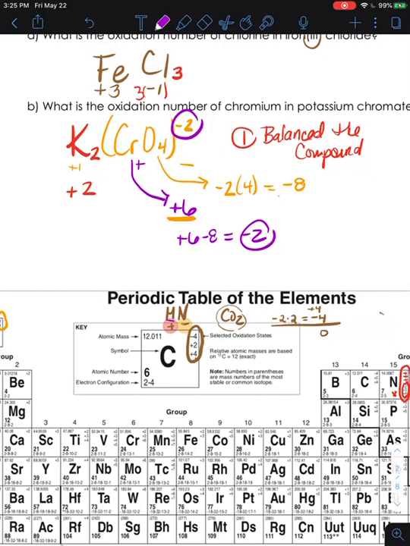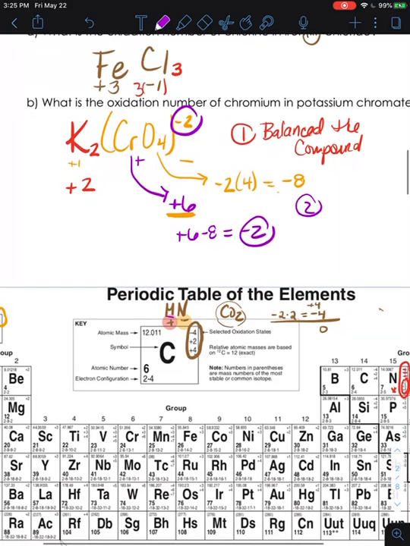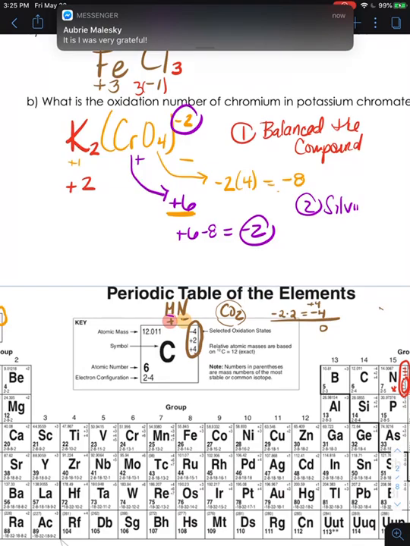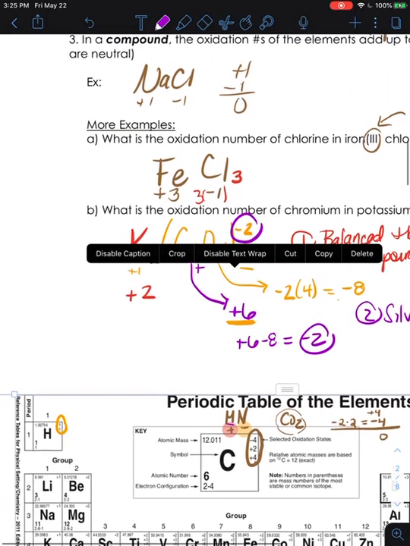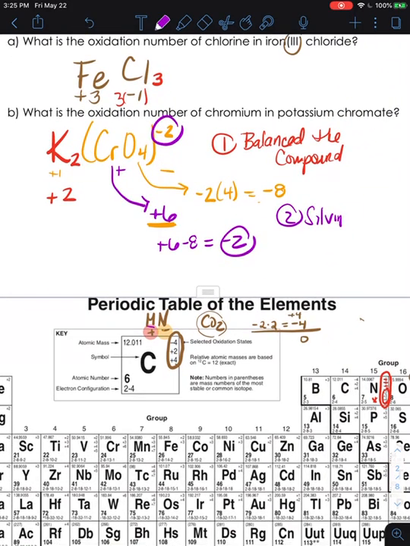So our first step was balancing the equation. Our second step was solving for the oxidation state of the one that had so many.